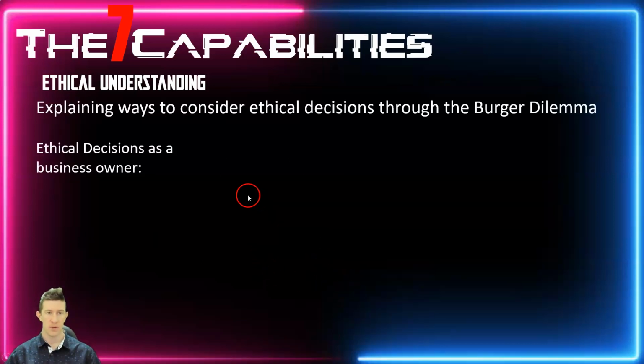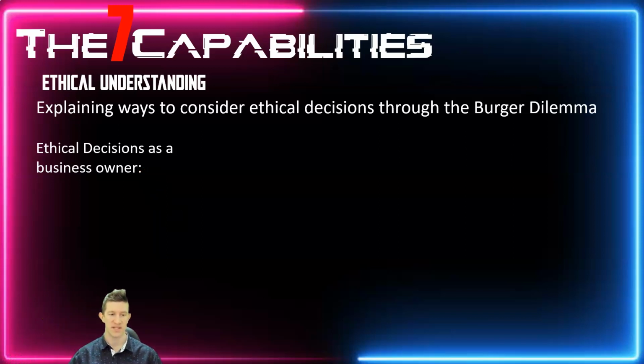Okay, so explaining ways to consider ethical decisions through the burger dilemma. This is talking about how you would deal with this sort of situation if you were a business owner. This is a little TED video that talks about a couple of different ways that you consider what is ethical, and there are a few approaches to that. I want you to take in the three main ways that they talk about how you decide whether something is ethical, but also consider what you would do in this situation, or what you believe is the right thing to do.